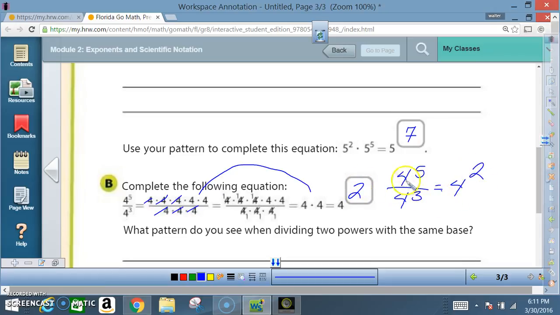So in other words, this is a shortcut for this. This is a shortcut for all of this. This is a shortcut for all of this. So once again, the rule when you are multiplying is you add the powers. The rule for division, you subtract the powers. 2 plus 5 is 7. 5 minus 3 is 2.